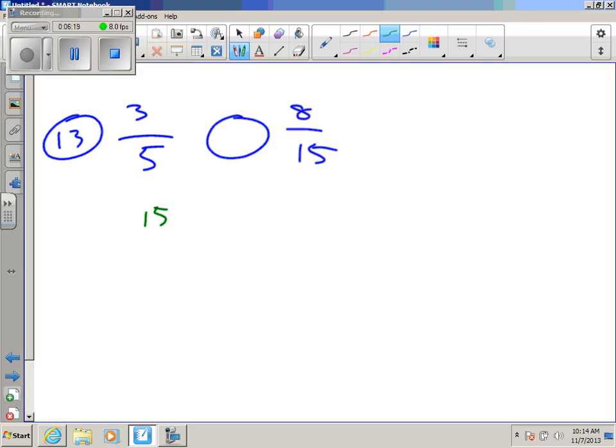So does 15 also work for 5? So let's convert this to 15ths. Leave that alone. So the bottom number was 5 here. To get from 5 to 15, we had to multiply by 3. So multiply the top by 3. Six, 9. So 9/15 or 8/15, which one is larger? So therefore, the 3/5 would be larger than the 8/15.